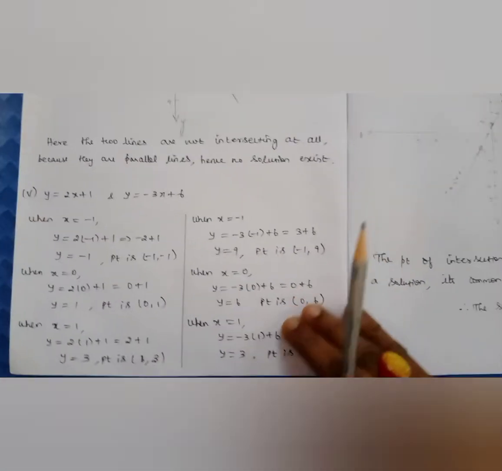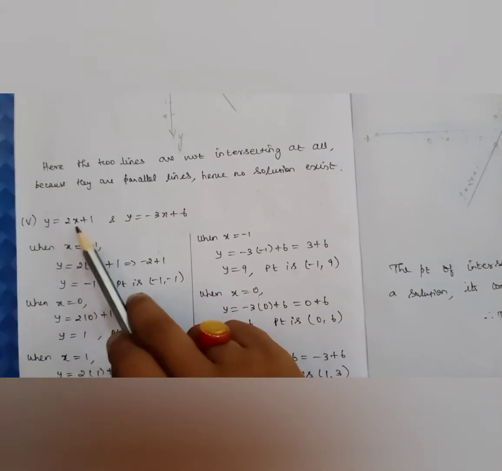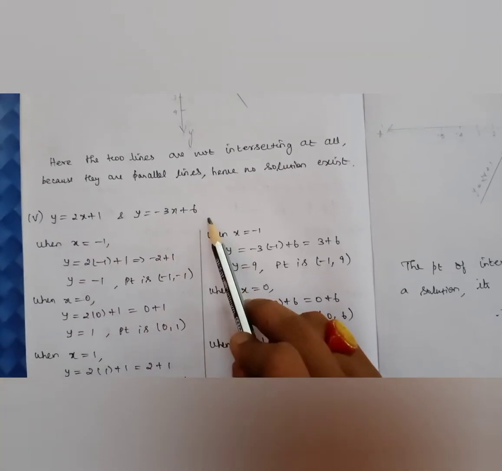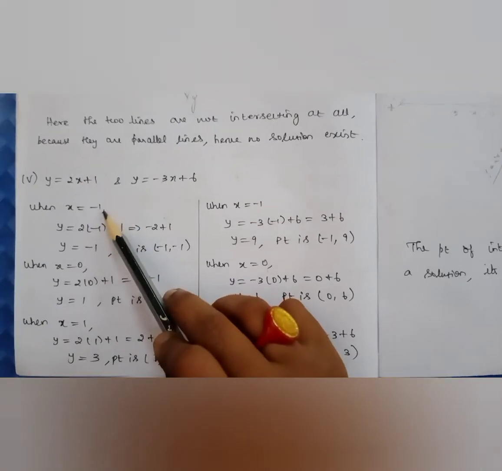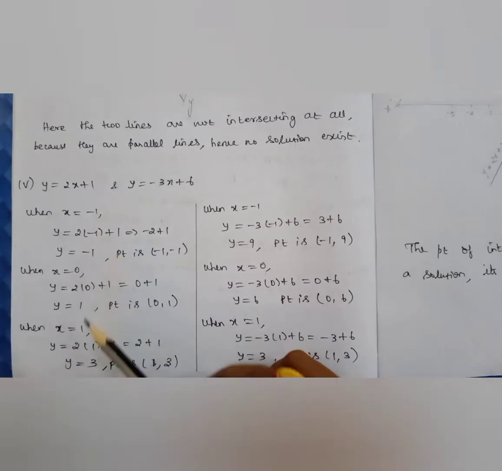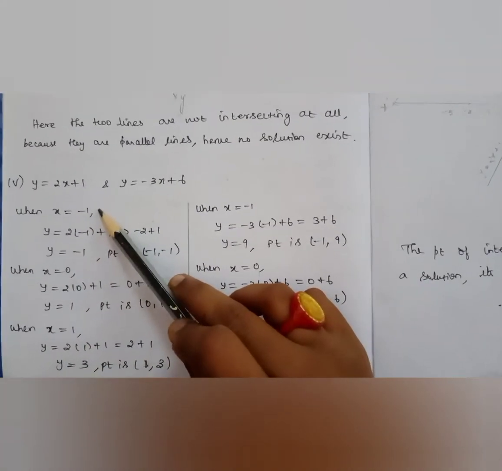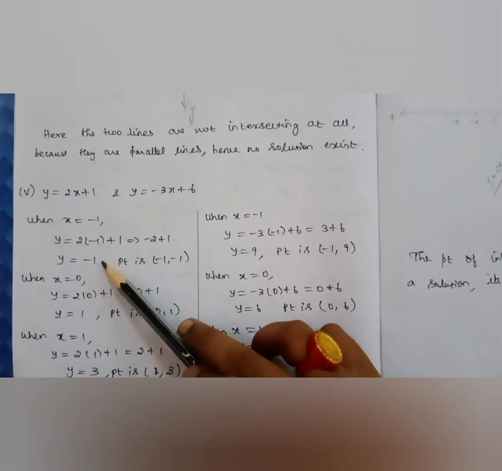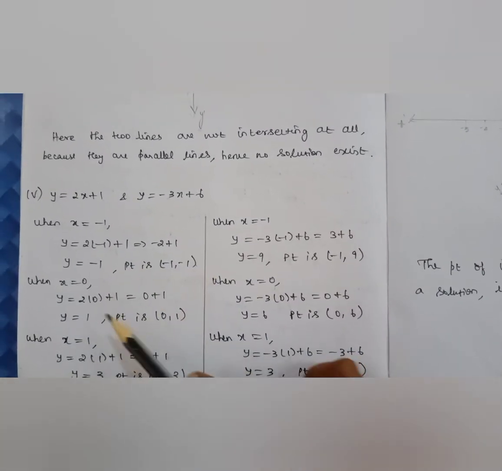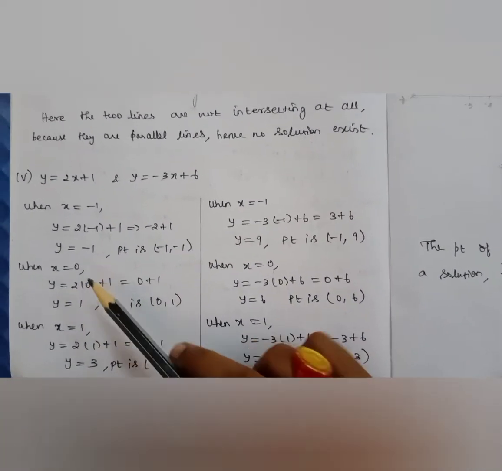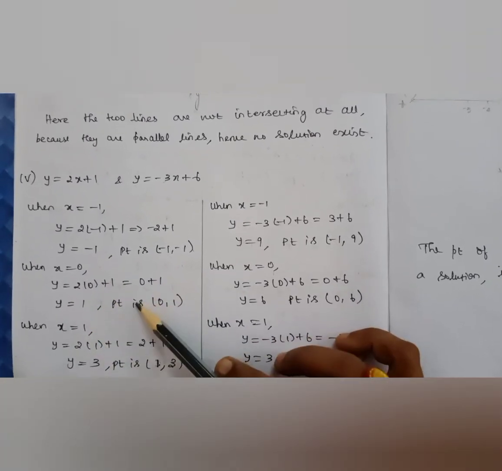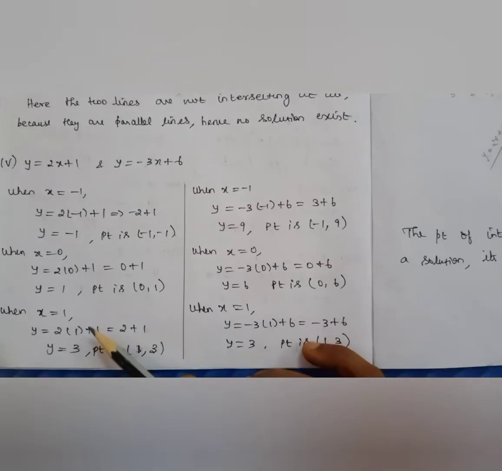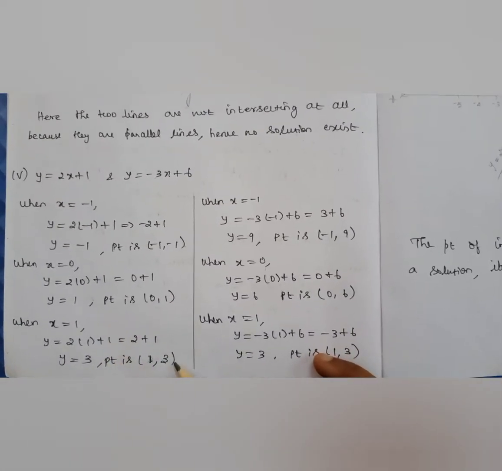Okay, now the fifth subdivision, y is equal to 2x plus 1, y is equal to minus 3x plus 6. First I will consider the first line. I am going to take x as minus 1, 0 and 1. When I am substituting x as minus 1, I am getting y to be minus 1. So the point is minus 1, minus 1. Then when I am substituting x as 0, I am getting 2 into 0 plus 1. So 0 plus 1 is 1. So the point is 0, 1. When I am substituting x as 1, I am getting the point as 1, 3.